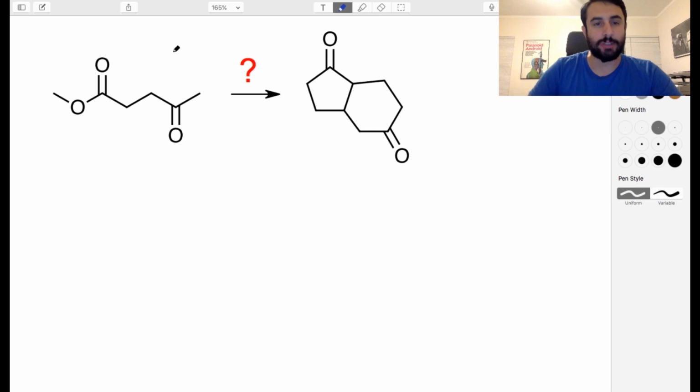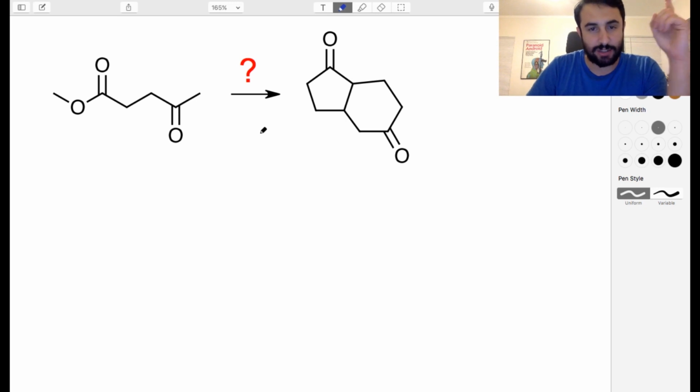Okay, so looking at what we're dealing with here, we've got a lot of carbonyls everywhere. And when we've got a lot of carbonyls, we know that enolate chemistry is always a possibility. We've got a lot of different kinds of enolate chemistry that we know how to do. So let's see what we can do here. Now, we know that there are some enolizable locations. We can go alpha to this carbonyl, alpha to this carbonyl.